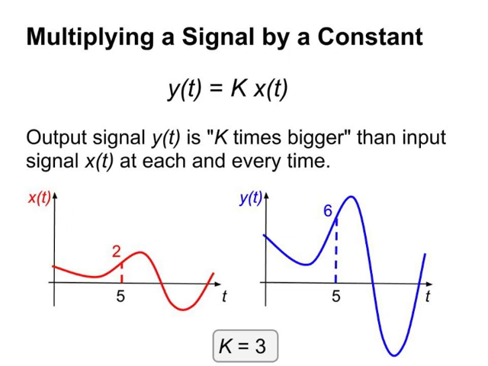So for example, let's look at x at 5 seconds. It has a value of 2. And let's suppose that k is equal to 3. So the output is going to be 3 times bigger than the input. So since x is equal to 2 at time t equals 5 seconds, y will be equal to 6 at that time. If you're thinking to yourself, wow, this stuff is really easy, you're right.